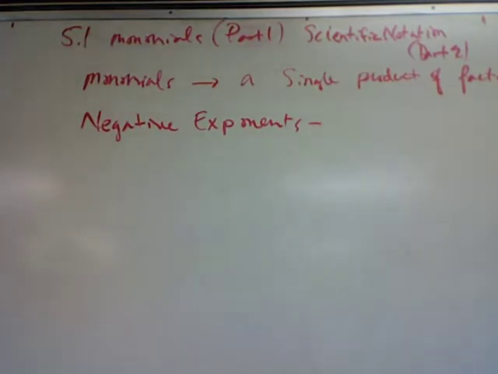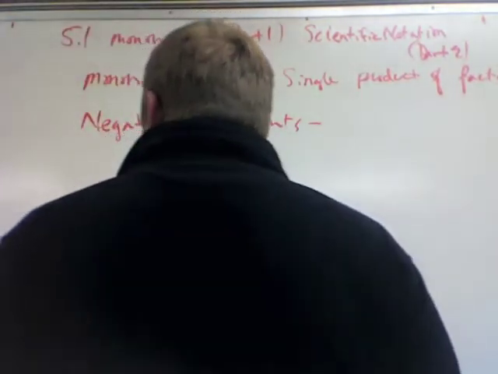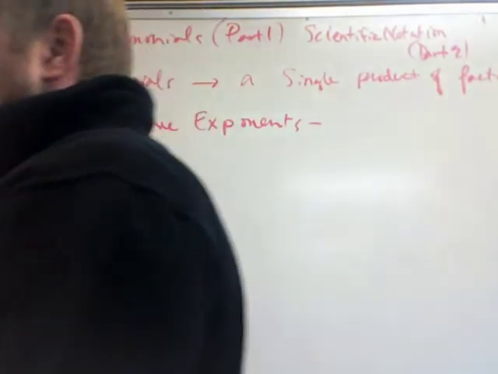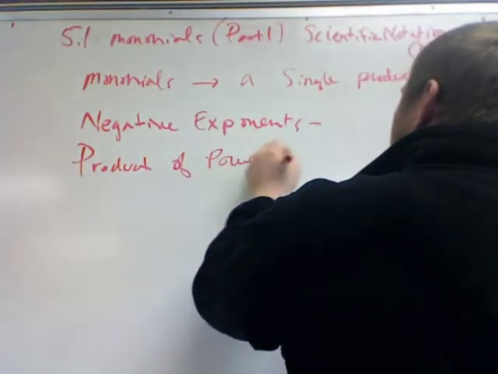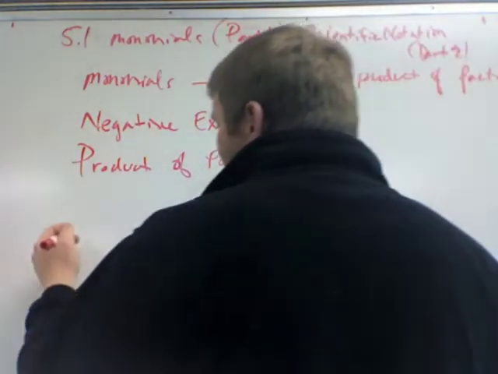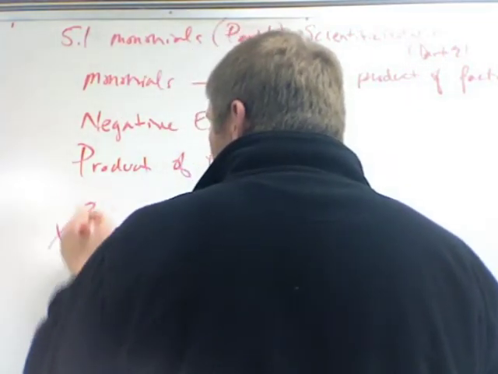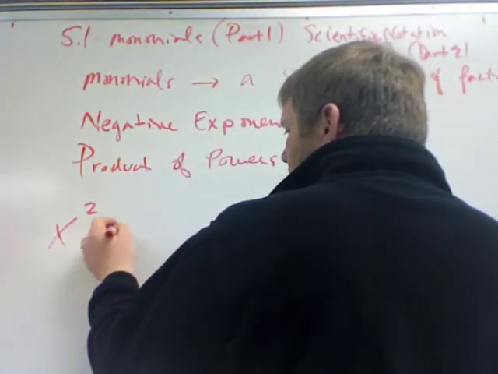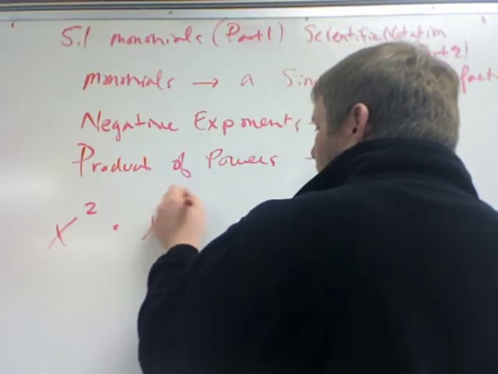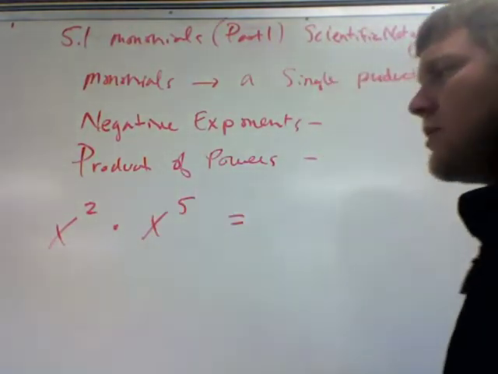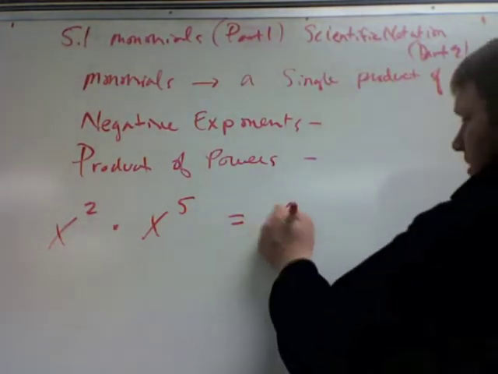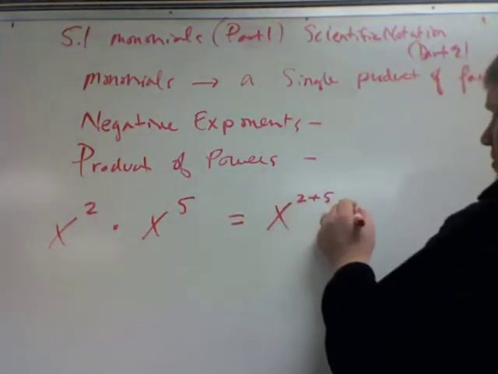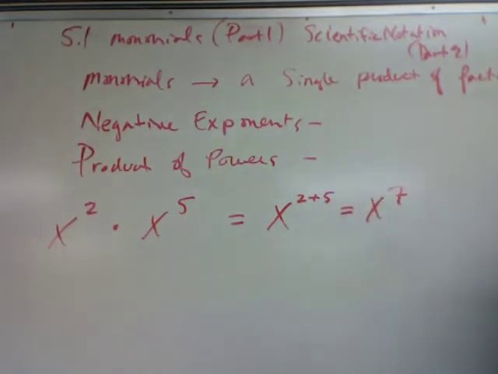Product of powers. Anybody know what I'm supposed to do with the exponents when I have a product of powers, especially if I have like bases? For example, if I have x squared times x to the 5th, anybody know what I do with my exponents? I add them, exactly. So I get x to the 2 plus 5, which is x to the 7th.